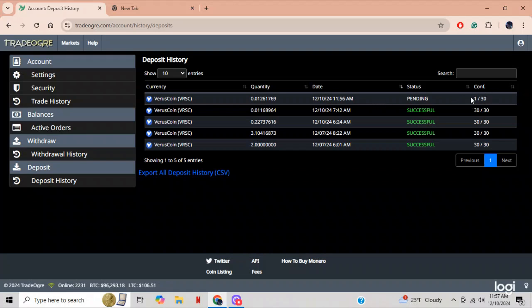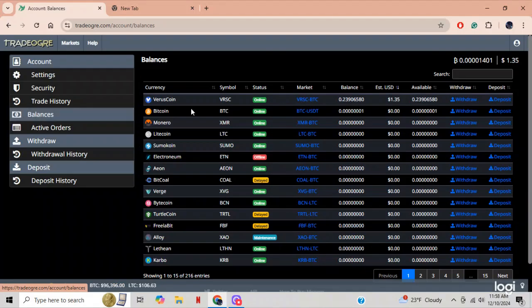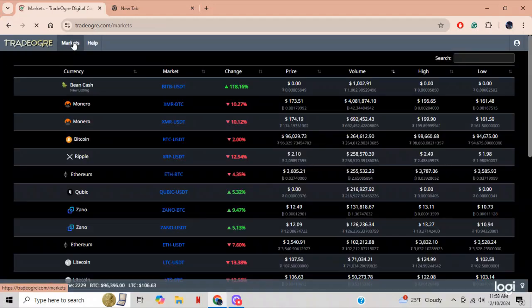It's going to have to go through 30 confirmations. Okay. Once those 30 confirmations resolve, that 7 cents will be in my account. And what I want to do is go over here to balances. Okay. Now my balance on Verus Coin is only $1.35. Okay. So now if I wanted to trade this, I would go over here to markets.